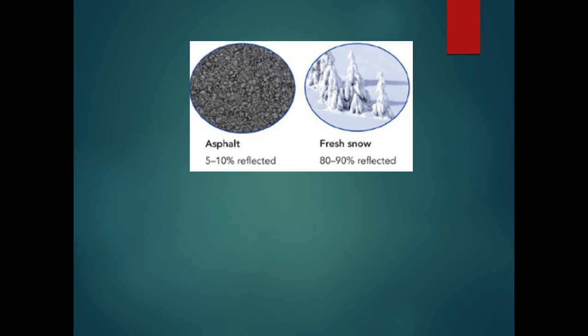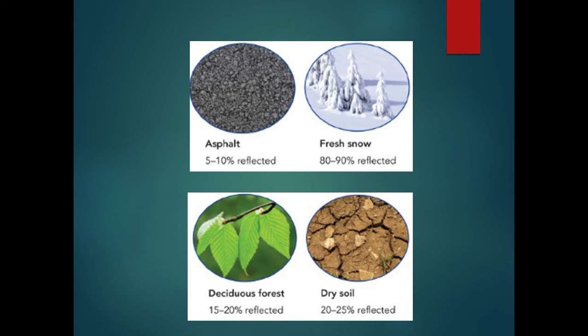Okay, and here I have something very interesting, which are some materials and things that we can find on Earth that actually reflect sunlight. So asphalt only reflects between 5 to 10% of sunlight. So what does that mean? It means that it is absorbing most of the sunlight. Okay, and you have to notice that most of the communities built by humans have a lot of asphalt, because that is what is being used to create the streets in order for people to walk around and cars to drive around.